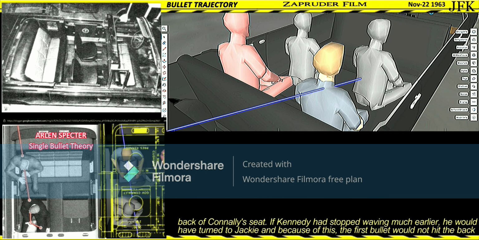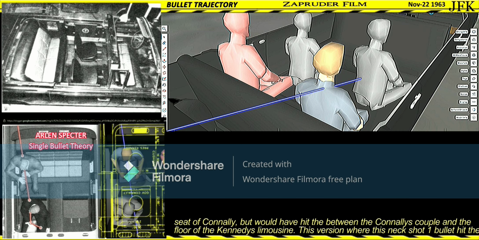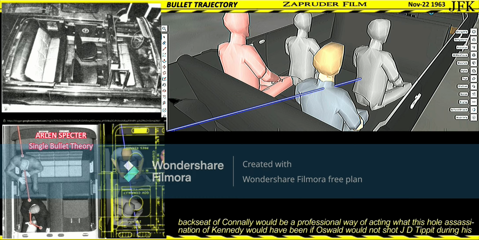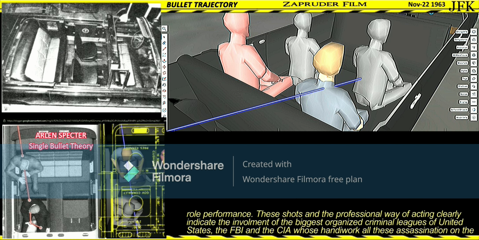If Kennedy had stopped waving much earlier, he would have turned to Jackie, and because of this, the first bullet would not have hit the back seat of Connally, but would have hit between the Connallys and the floor of Kennedy's limousine. This version, where the neck shot bullet hit the back seat of Connally, would be a professional way of acting out what this whole assassination of Kennedy would have been if Oswald had not shot J.D. Tippit during his role performance.